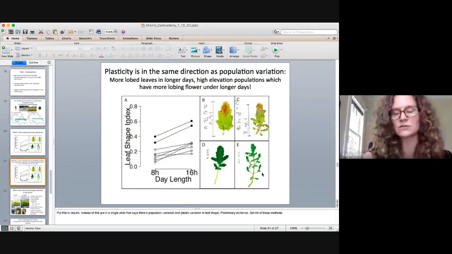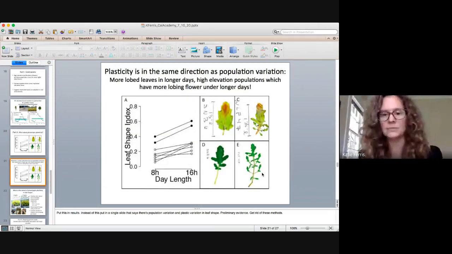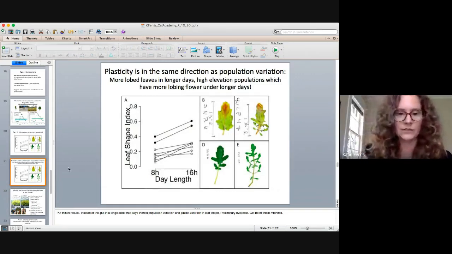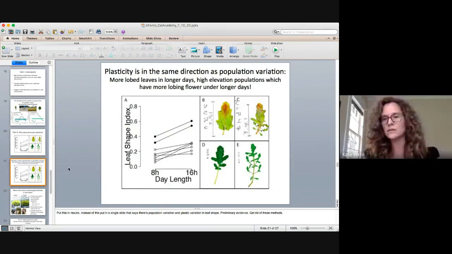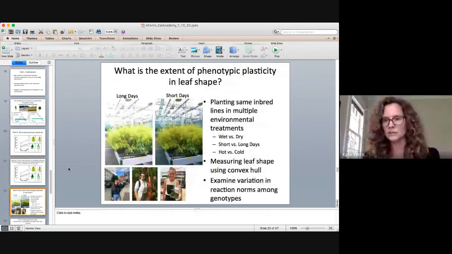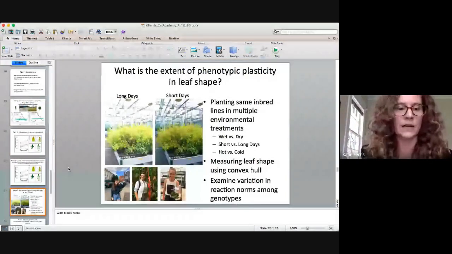And you can see that reaction norms vary based on genotype in this graph. So we're looking at variation in those reaction norms, but now for 180 genotypes rather than just a handful in that preliminary study I showed you data from.